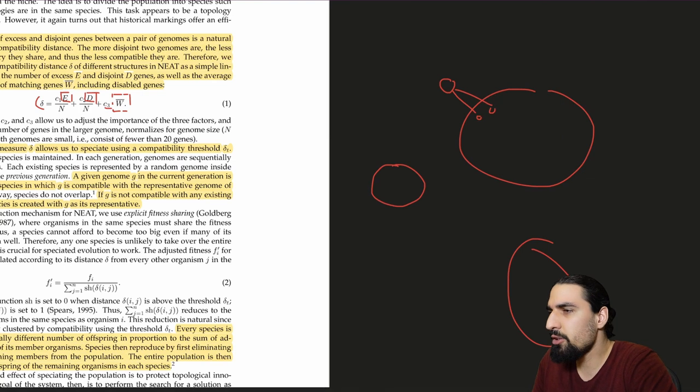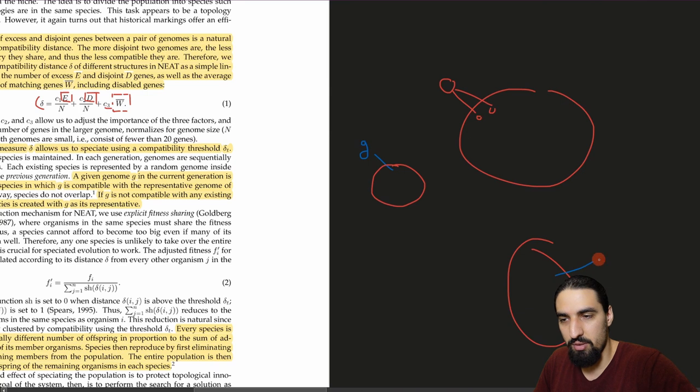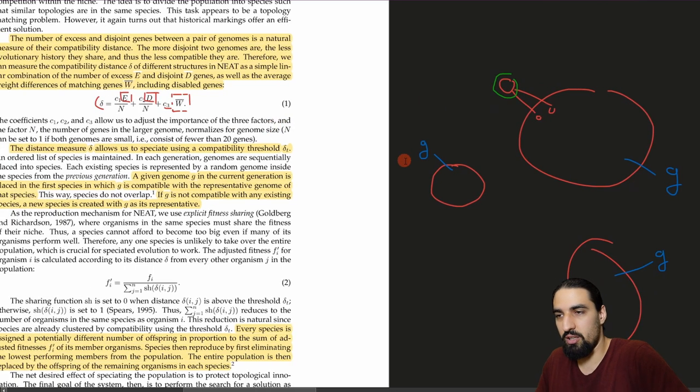So let me denote that like this. Basically what you do is you randomly pick a genotype from this population, and that's going to be G, and you do the same thing here, just randomly pick one, and the same for every single subpopulation. And now what you do is the following. You take the freshly created offspring here, and you calculate the compatibility measure, so this thing here. You'll end up with a couple of numbers. You'll have some delta here, and you'll see whether this delta is below the threshold. If it's below the threshold, that means we need to assign this particular offspring to this species.